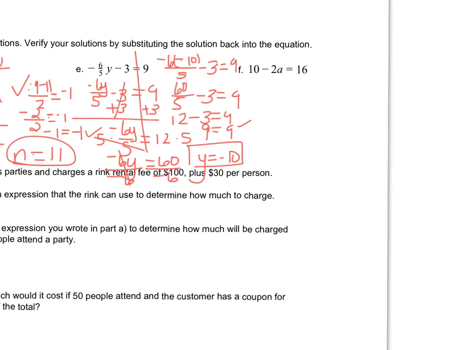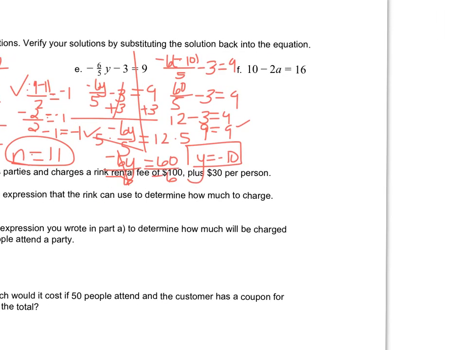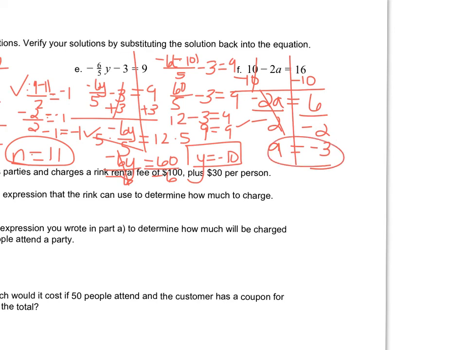So if we go over here and we do this last one, I'm going to split up my equal sign. To move 10 to the other side, I move it first because it's furthest away, so I subtract it. So I'm left with negative 2a equals 16 minus 10, which is 6. I'm now going to divide by negative 2 because that's the inverse of multiplication. So a equals 6 divided by negative 2, which is negative 3.